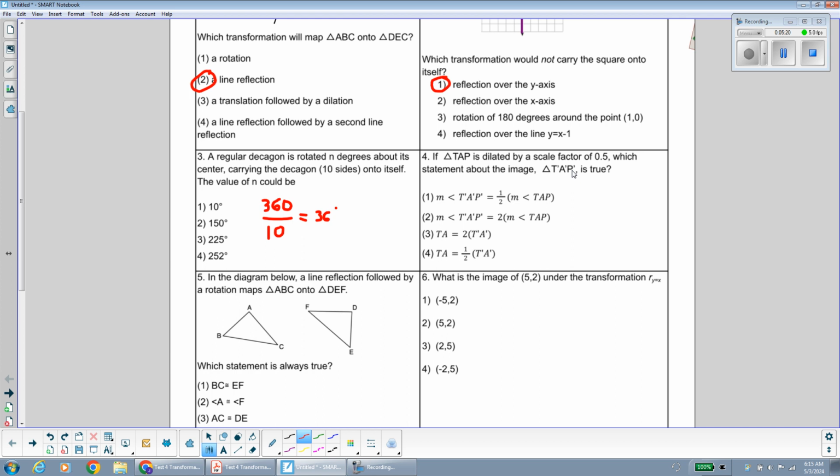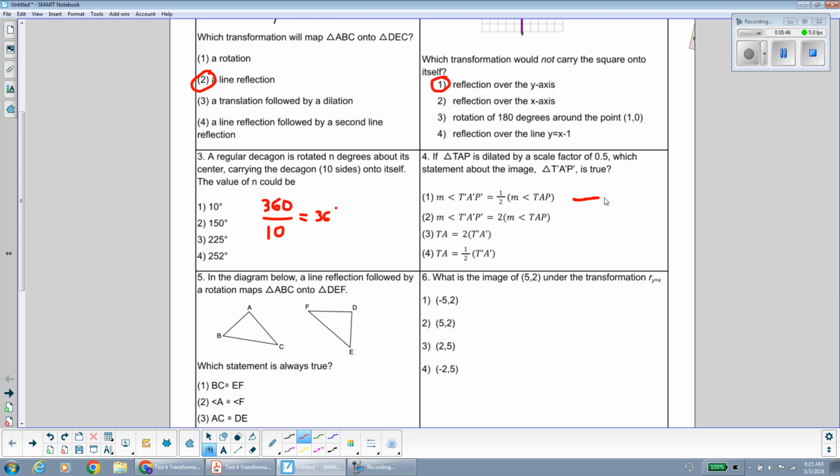Question number 4. So we have a scale factor of 0.5 or 1/2, and that means that the shape is getting smaller after the dilation. So the original shape is bigger than the new shape because this was a reduction. So the original shape is double the new shape.